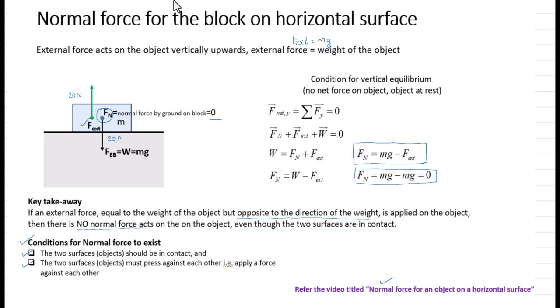Now, in this case, you see that the block is not pressing against the floor. Why is it not pressing? Because it is experiencing two forces, equal and opposite. So these two forces cancel, and therefore there is no force being exerted by the block on the ground. And since there is no force, there will also be no normal force by the ground on the object. So this is a special case from the previous slide.